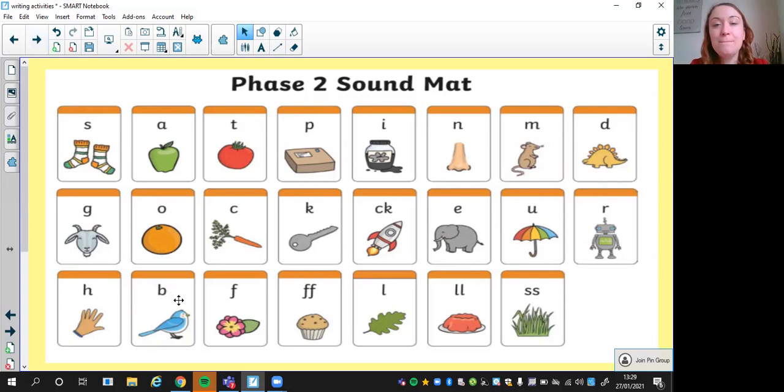Next one, porridge, porridge. What does porridge start with? Can you find it? Get it? It was a p, p for porridge. Next one, honey, honey. What does the word honey start with? You find it? It was a h for honey.